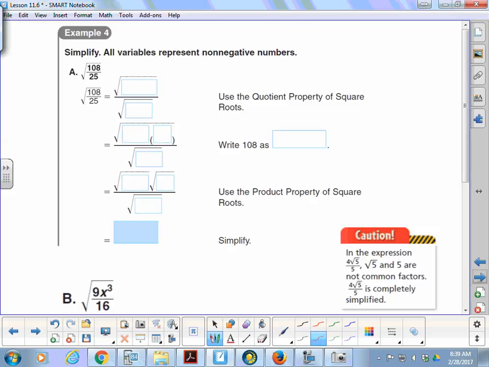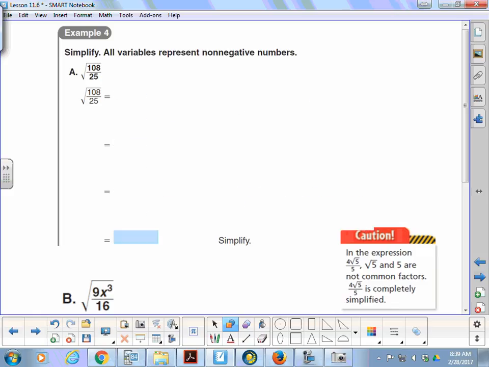Okay. So now we're going to add a little bit, just change the numerator. We're going to have a situation where we've got to work with the numerator. So let me get rid of this mess here. Okay, so we have the square root of 108 over 25.